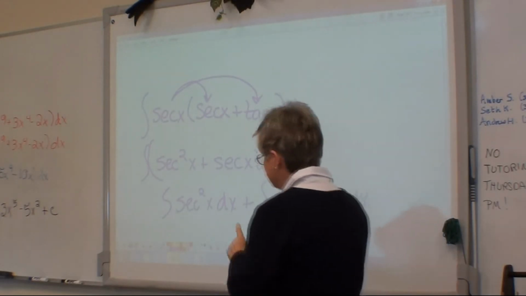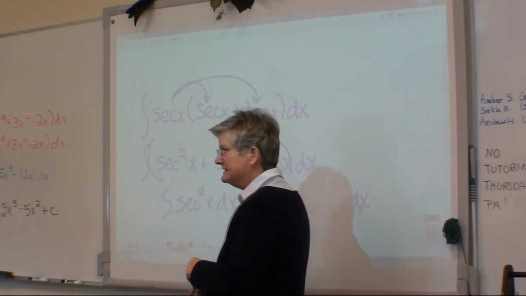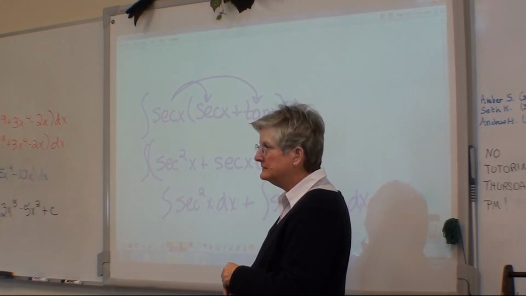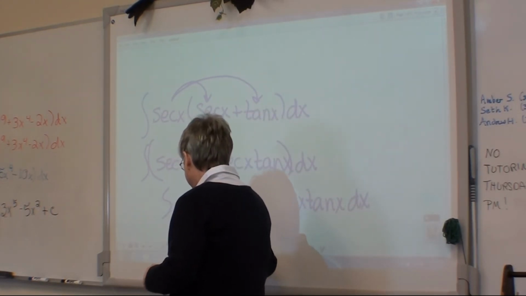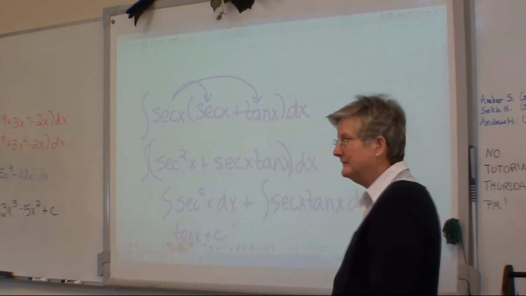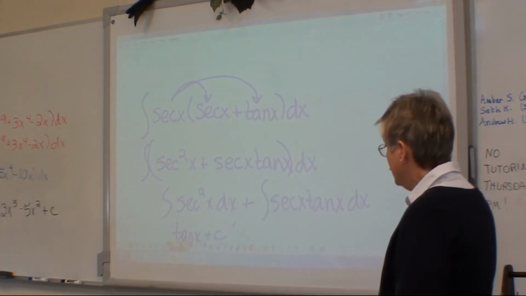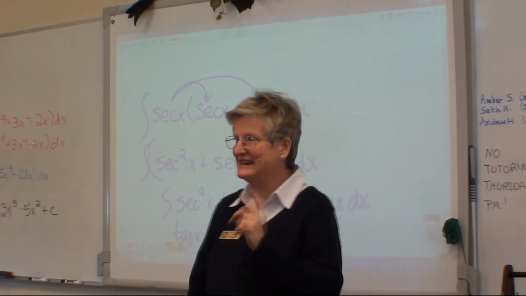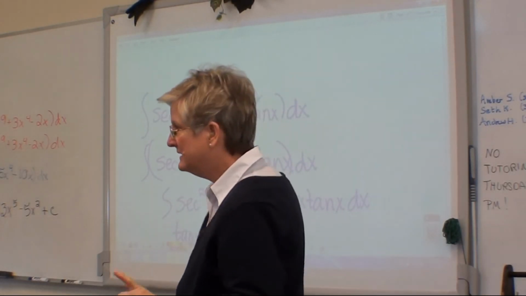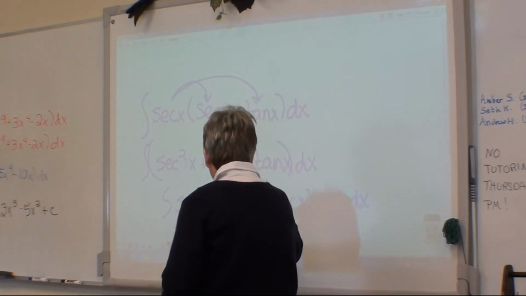Now, what is the antiderivative of secant squared x dx? Tan x plus c. Now get in the habit of that plus c. It's going to save you some heartbreak later. Okay, now over here, what is the antiderivative of secant x tan x? Secant x plus c. Okay, secant x plus c.